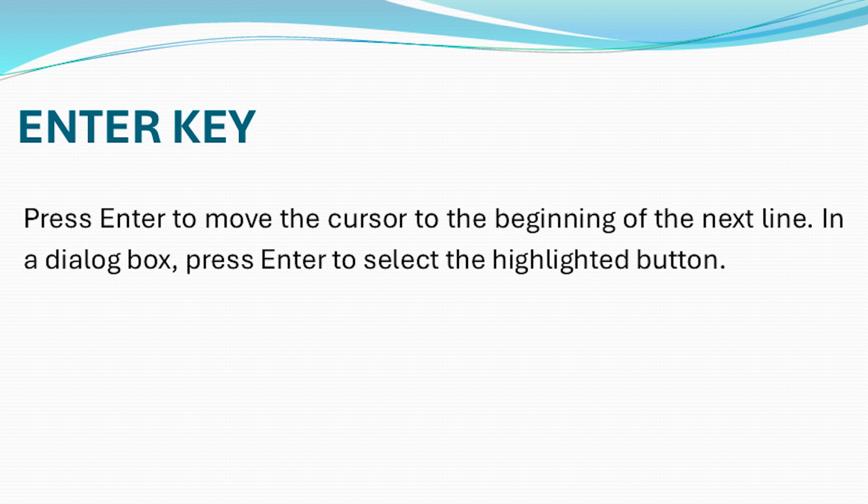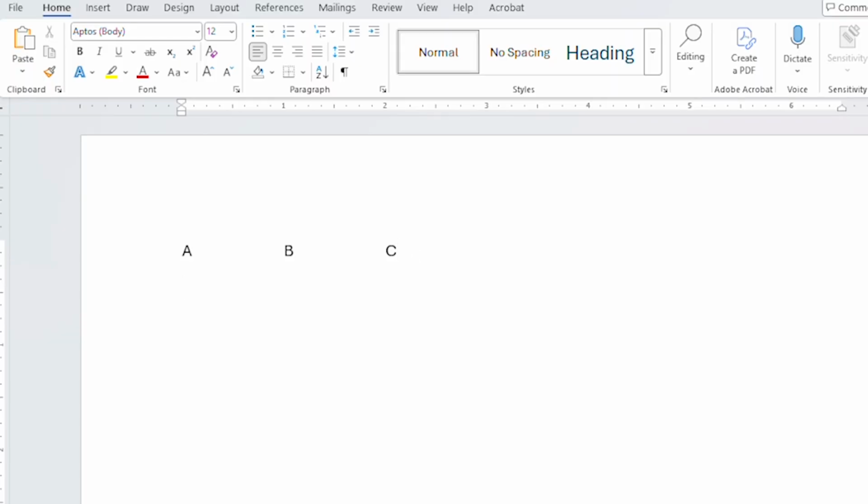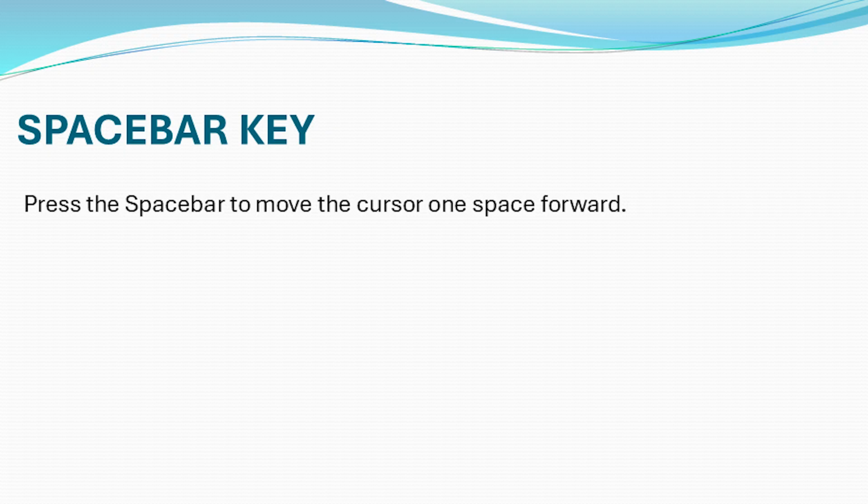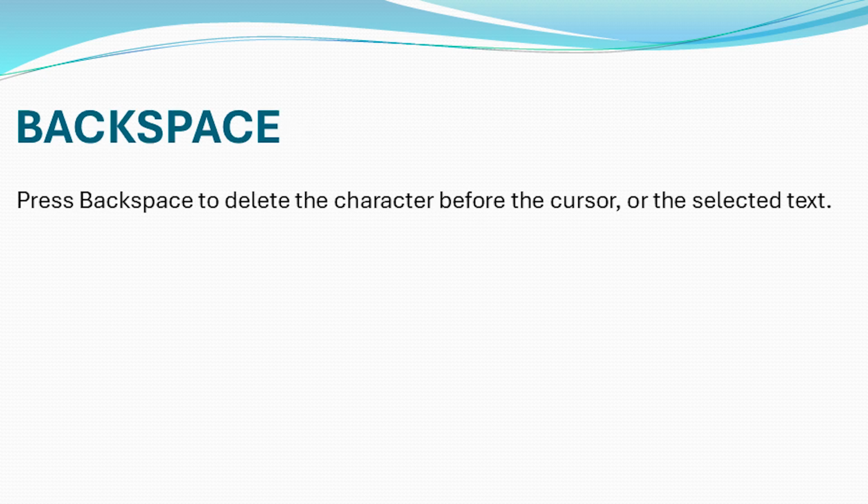Enter. Press Enter to move the cursor to the beginning of the next line. In a dialog box, press Enter to select the highlighted button. Spacebar. Press the spacebar to move the cursor one space forward. Backspace. Press backspace to delete the character before the cursor, or the selected text.